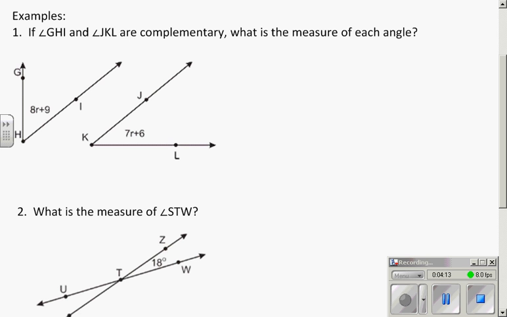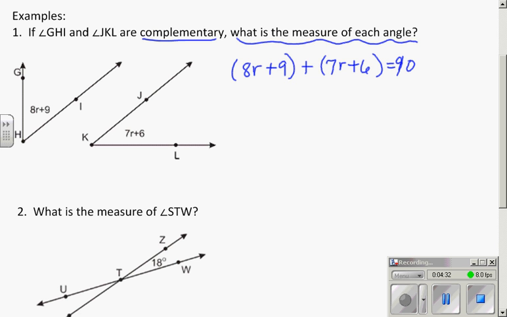If angle GHI and JKL are complementary, keyword, what is the measure of each angle? Complementary means they add to 90, add them together and solve. So 8R plus 9 is my first angle, plus 7R plus 6 is my second angle, and that equals 90 degrees. Combine like terms, 15R plus 15 equals 90. Subtract 15 from both sides, 15R equals 75. Divide both sides by 15, R is 5. But the question asks you for the measure of each angle. So now you need to take that R equals 5 and put it into each angle.